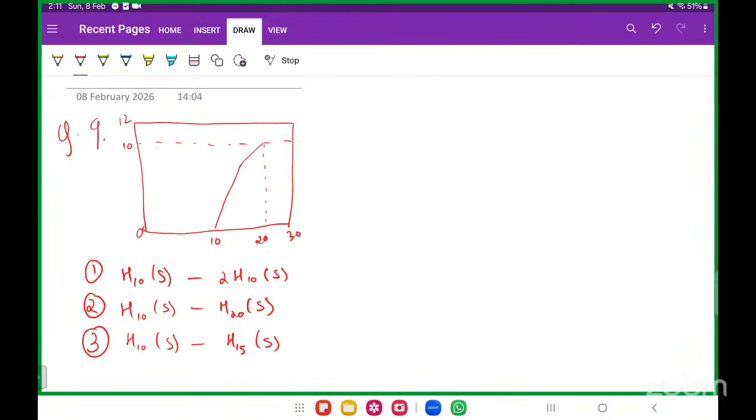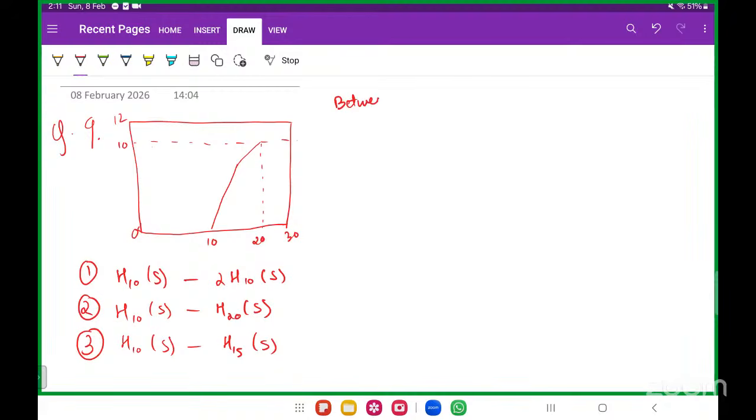Between 0 to 10, the final answer should be what? 0. Look at what is mentioned in the function: Hk of s is the max of s minus k comma 0. So till the value does not exceed 10, the value will remain 0. Between 0 to 10, the function is defined at 10 as well as at 20. So h10 will be 0 till we cross 10, and h20 will be 0 till we cross 20.